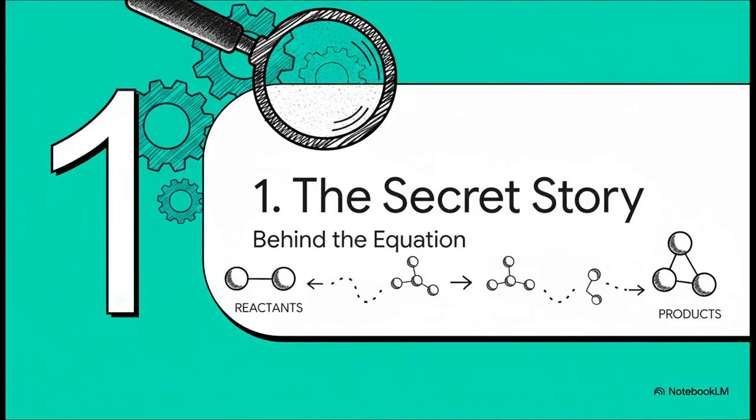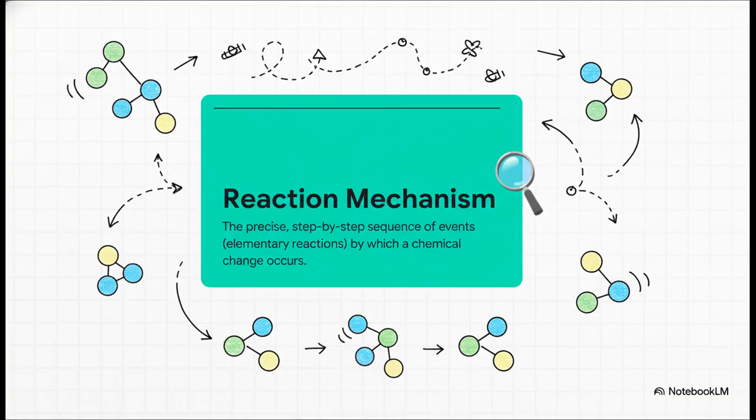Yep, that's right. Think of the balanced equation as just the final scene of a movie. It shows you who was there at the start and how things ended up, but it tells you absolutely nothing about the plot, the twists, the drama, the good stuff that happens in between. So to really get what's going on, we have to uncover that hidden plot. We need to figure out the actual step-by-step process that takes us from point A, the reactants, to point B, the products. And that secret story, it has a name.